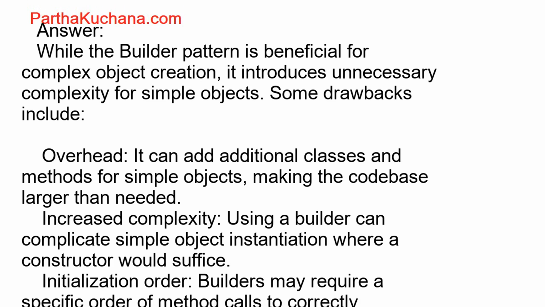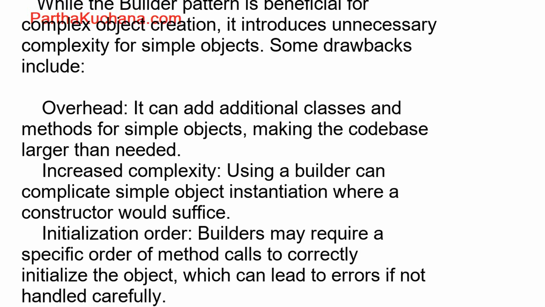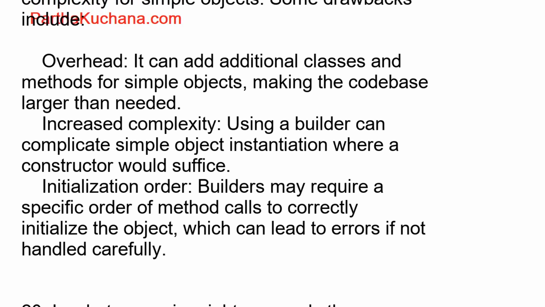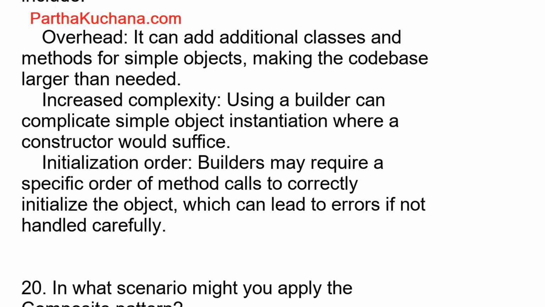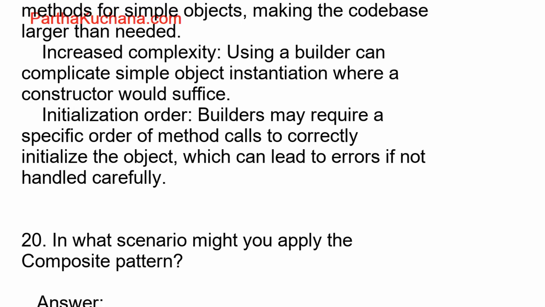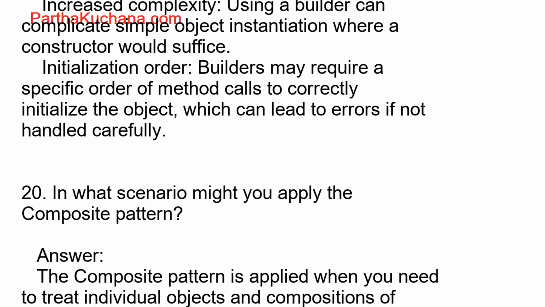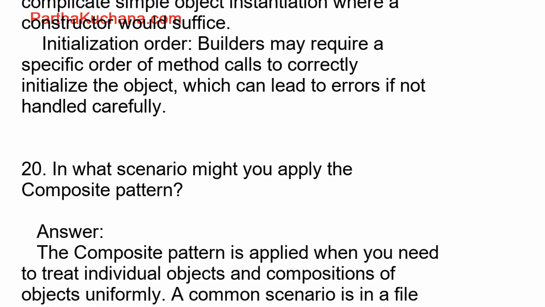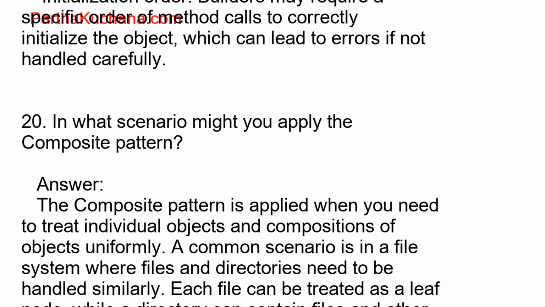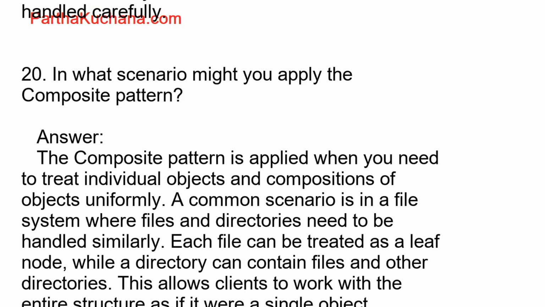20. In what scenario might you apply the composite pattern? Answer. The composite pattern is applied when you need to treat individual objects and compositions of objects uniformly. A common scenario is in a file system where files and directories need to be handled similarly. Each file can be treated as a leaf node, while a directory can contain files and other directories. This allows clients to work with the entire structure as if it were a single object, simplifying the code when managing complex hierarchies.